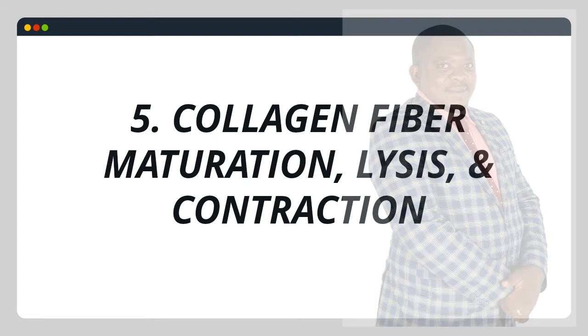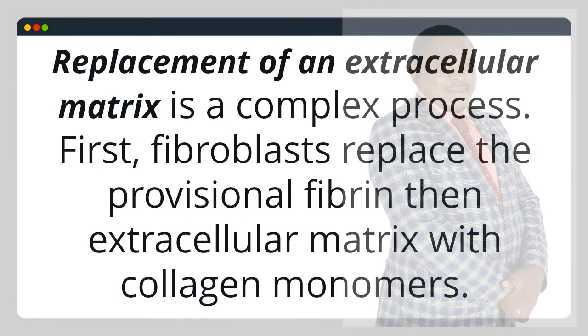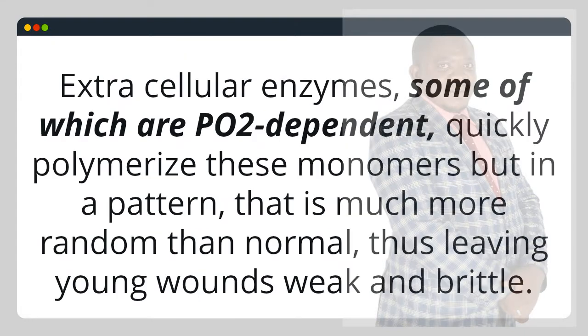5. Collagen fiber maturation, lysis, and contraction. Replacement of an extracellular matrix is a complex process. First, fibroblasts replace the provisional fibrin extracellular matrix with collagen monomers. Extracellular enzymes, some of which are PO2 dependent, quickly polymerize these monomers, but in a pattern that is much more random than normal, thus leaving young wounds weak and brittle.